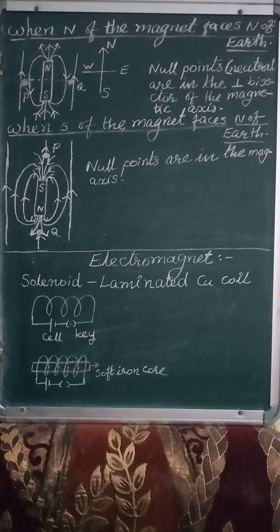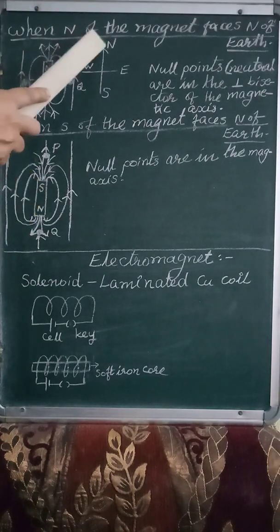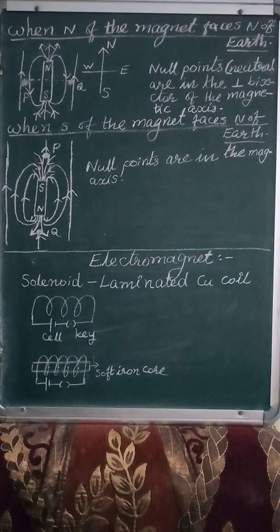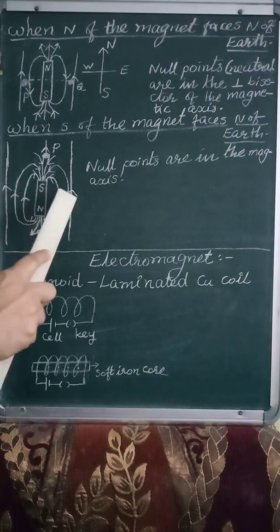Now what happens when you tilt the magnet? You have kept the south pole of the bar magnet facing the north direction of the earth. Then what happens? You can see here the direction of the earth field and the bar magnet field, their directions are going upward towards north. So the total never becomes 0 here.